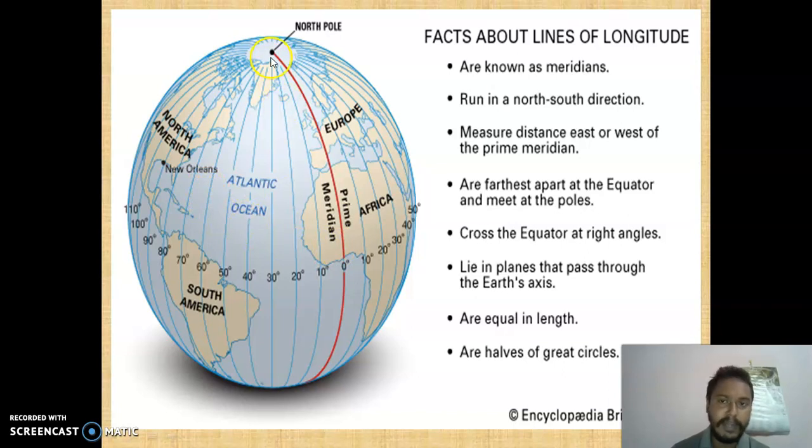They are farthest apart at the equator and meet at the poles. Every meridian crosses the equator and lies in a plane that passes through the earth's axis. The axis is this point and down to the south pole point. Every line that passes through the axis is of equal length and is half of a circle. As you see, they cannot make a full circle, only half of a circle.